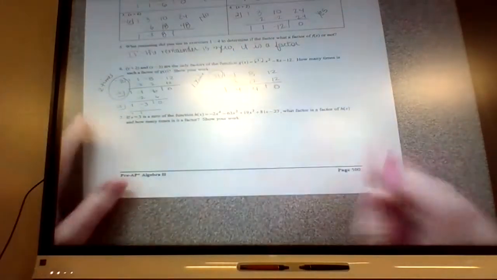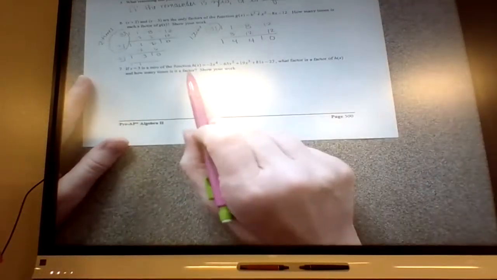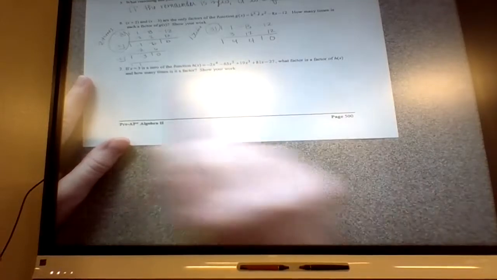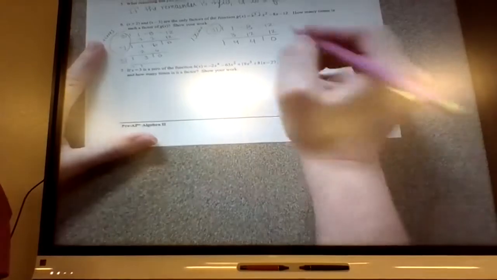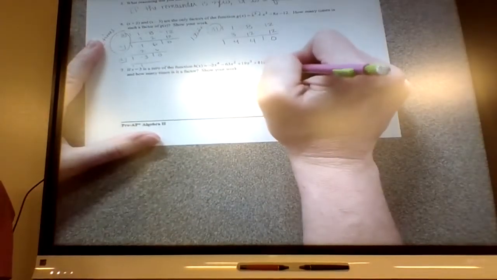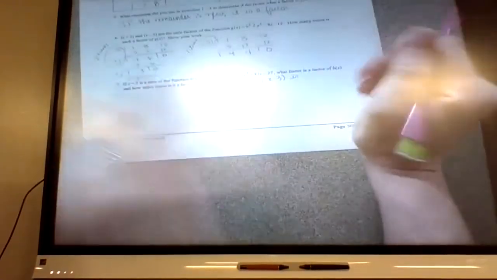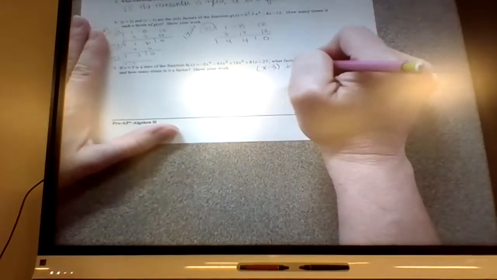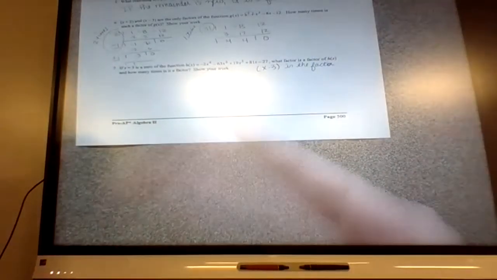If x equals 3 is a 0 of the function h of x, what factor is a factor of h of x, and how many times is it a factor? Okay, well, first of all, x minus 3 is the factor. How about we use a noun marker? Is the factor.